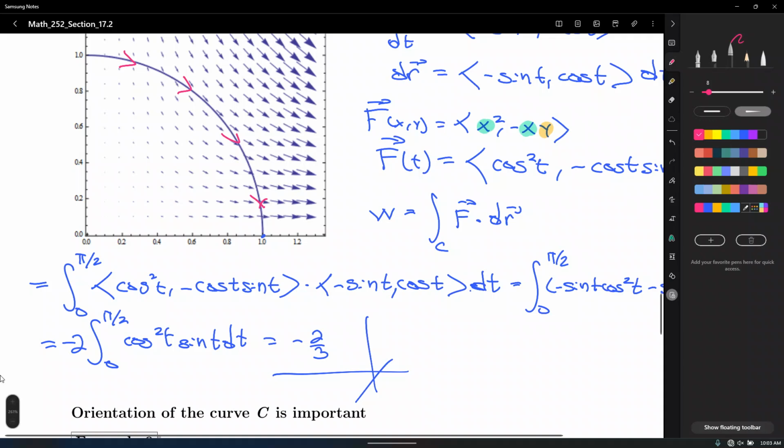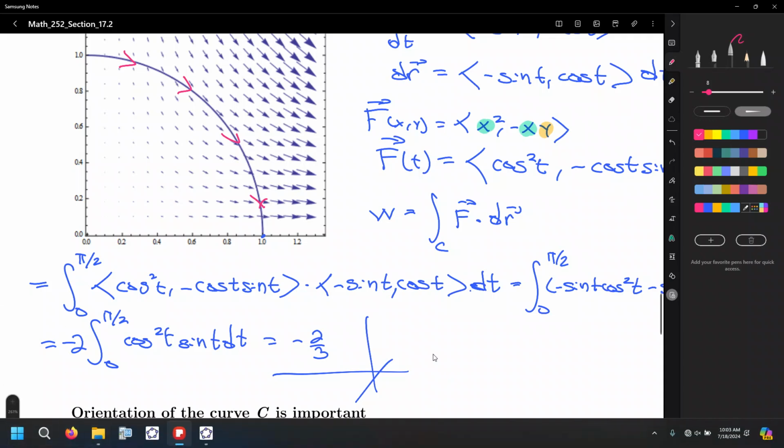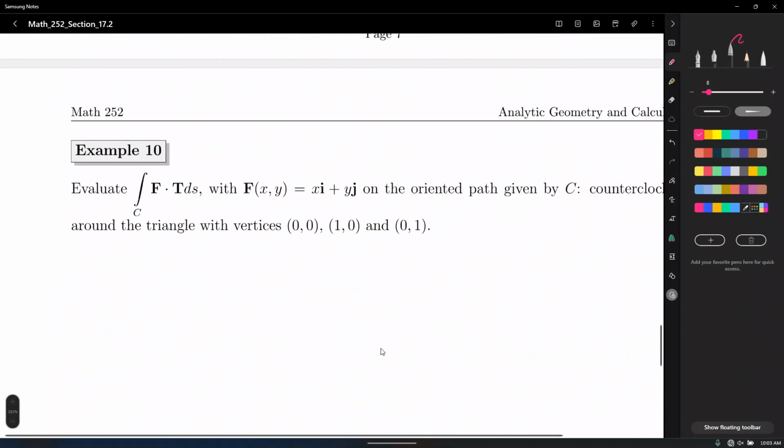All right. Okay. I don't want to go through example number 10. That's going to be a good one to warm up next time, okay?